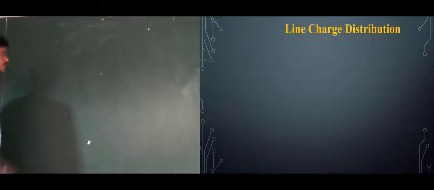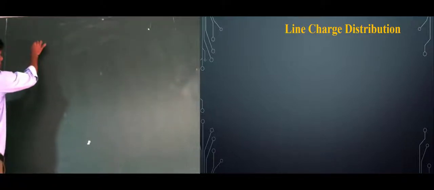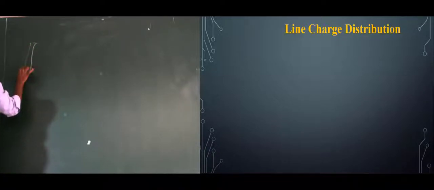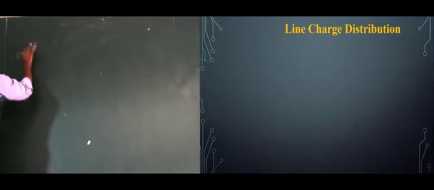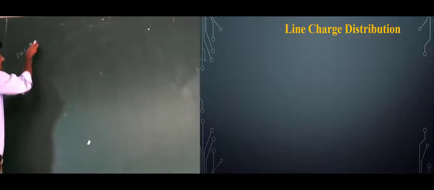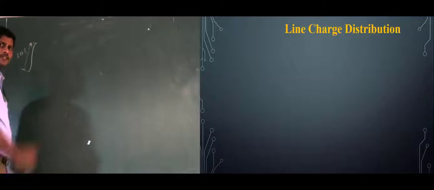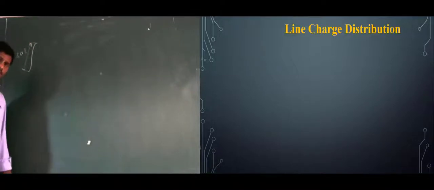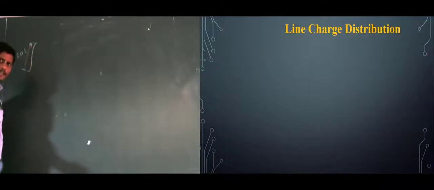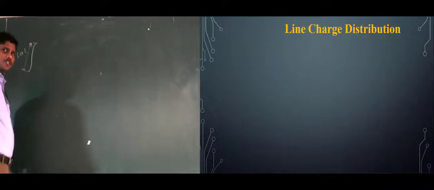Let us consider a straight line, a plain line, and the length of the wire is capital L. When charge is distributed over a thin conducting wire, then it is termed as line charge distribution.